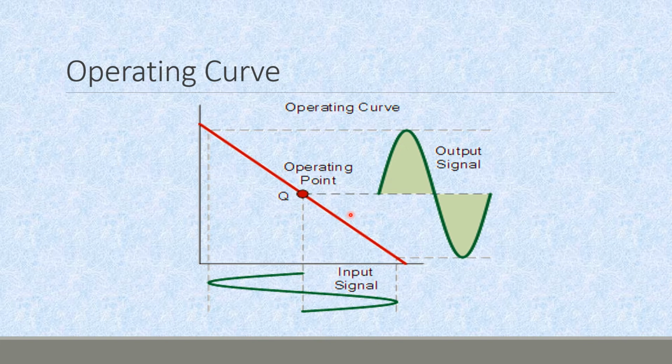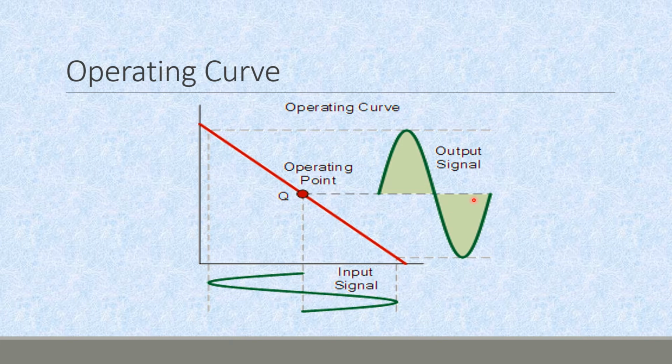And so it is never driven into cutoff or saturation. We all know this is the saturation point and this is the cutoff point. So this allows it to conduct current over the full cycle, that is the 360-degree input cycle. And the output transistor of Class A amplifier never turns off. This is continuous.